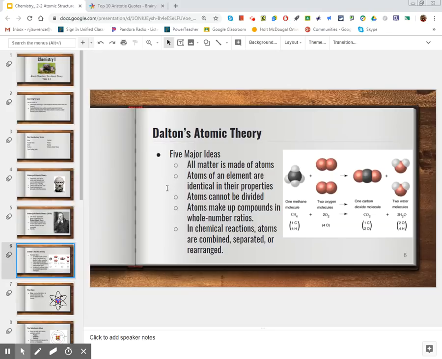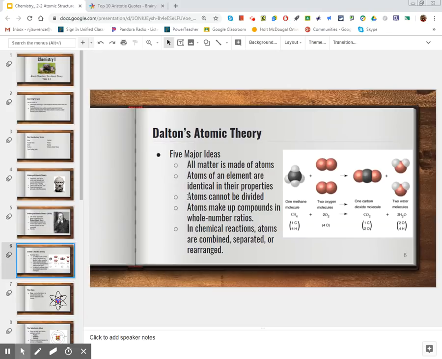We believe that atoms are elements of identical properties. So meaning that if I have a chunk of gold and a chunk of gold, those two behave the same. They behave chemically and physically the same because they both are made up of the same atom. So all atoms of a certain element have the same properties. He also believed that atoms could not be divided. This was like Democritus, that atoms could not be divided anymore.